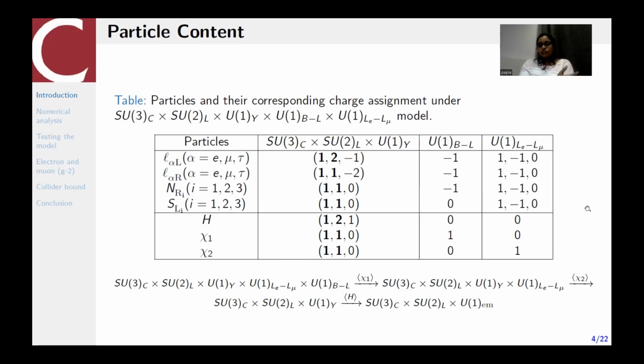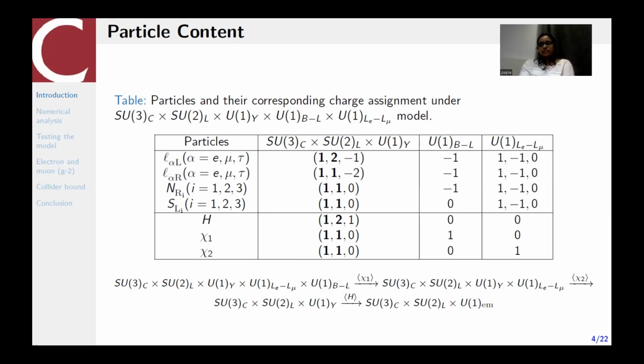But they have a non-zero value of quantum numbers in the new U1 gauge symmetries, which are U1 B minus L and U1 L mu minus L tau. You can see that for U1 B minus L, N_Ri is -1 and S_Li is 0. Similarly, for U1 L mu minus L tau, N_Ri and S_Li have the values 1, -1, and 0 respectively. As extra particles beyond the standard model, we have also taken 2 singlet scalars, chi1 and chi2. They are singlet under SM, but they have non-zero values of U1 B minus L and U1 L mu minus L tau, as you can see from the table.